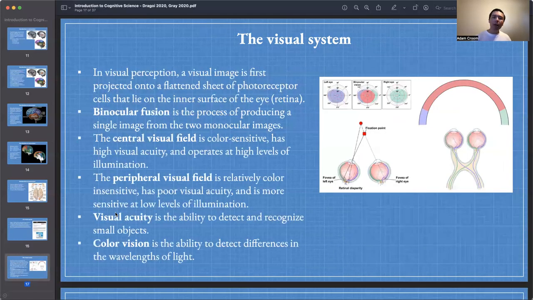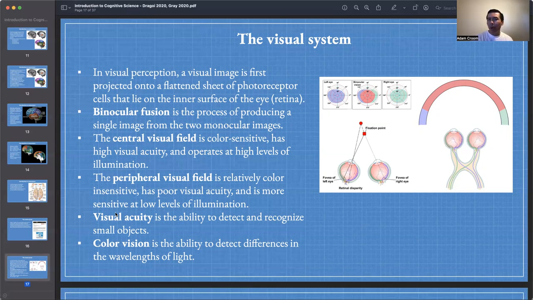All right, so in visual perception, a visual image is first projected onto a flattened sheet of photoreceptor cells that lie on the inner surface of the eye, the retina. It's cool to remember this because vision is already three-dimensional for us. But it's amazing to realize that the image is first projected onto a flattened sheet of photoreceptor cells, and we, in some sense, construct vision from that, which I think is really amazing.